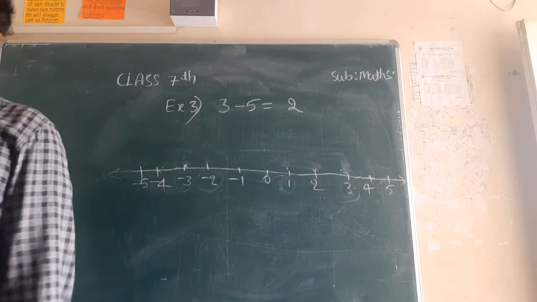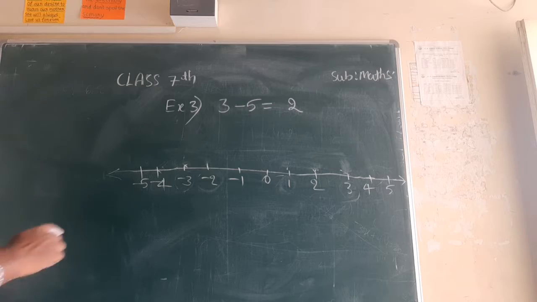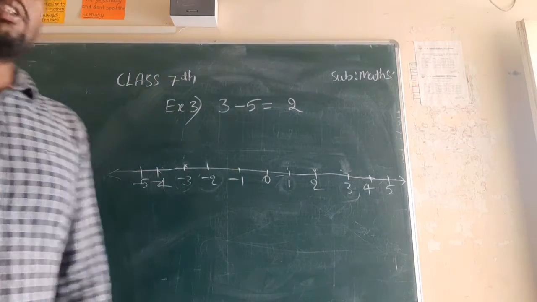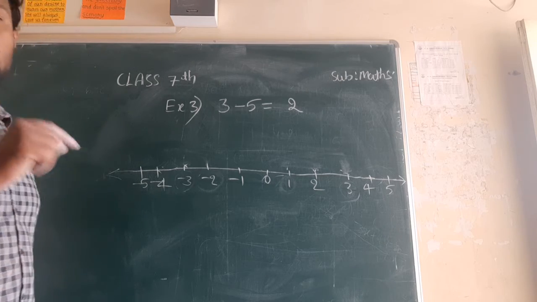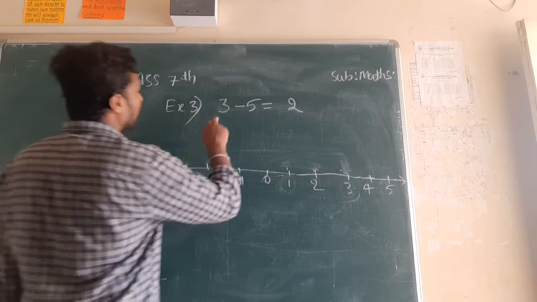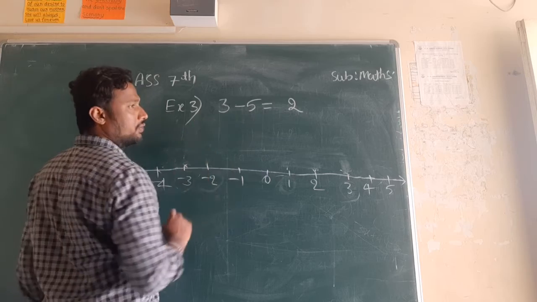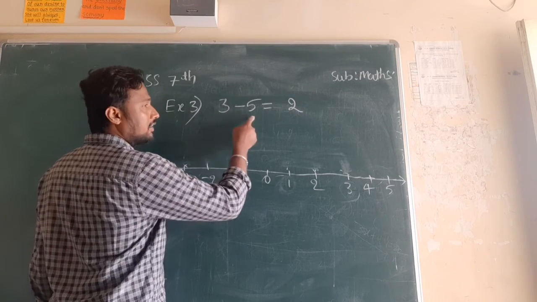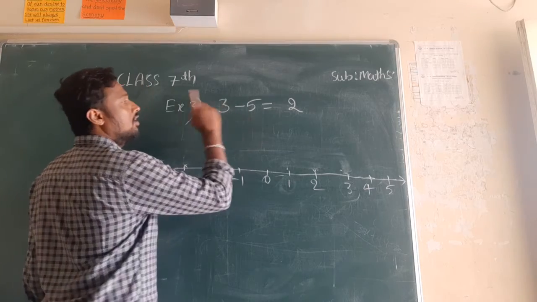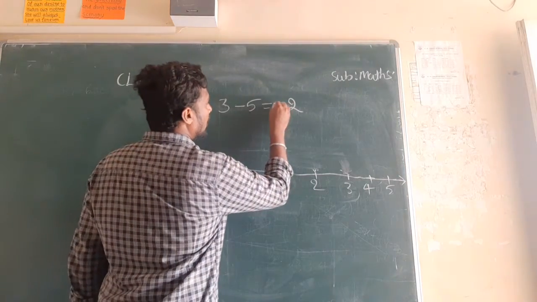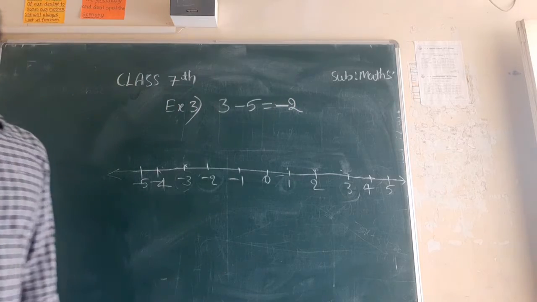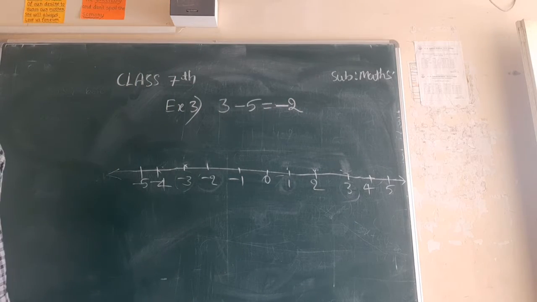And one more thing I told, when you are considering the sign in front of the answer, how to consider it means just you have to check for the biggest value. So what are the two values here? 3 and 5. Which is the greatest value here? 5. And the sign in front of this 5 is minus. Therefore, I will consider minus in front of this 2. So the answer is minus 2 here.